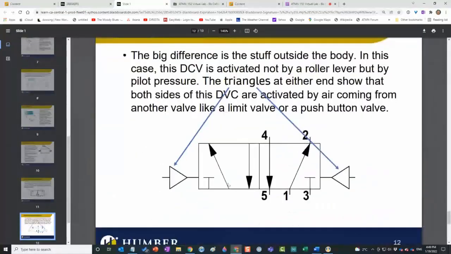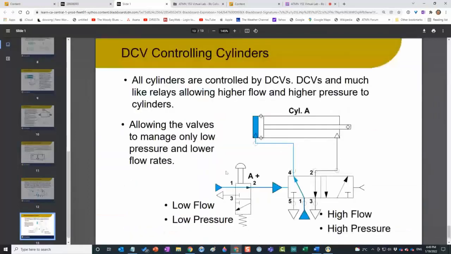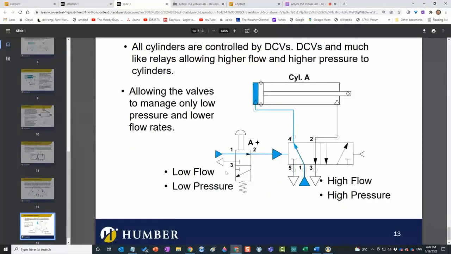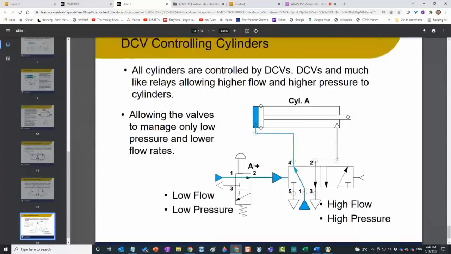Now, let's see this in application. Essentially, what's going on here is that these little triangles are pilot valves, and I explained what's going on. Let's actually see it in actual action here. So watch this. This is really cool. I can actually use low flow and low pressure, just like a relay. I can use this valve here, this push button valve. This could be a limit valve, by the way. But in this case, I got a push button valve.